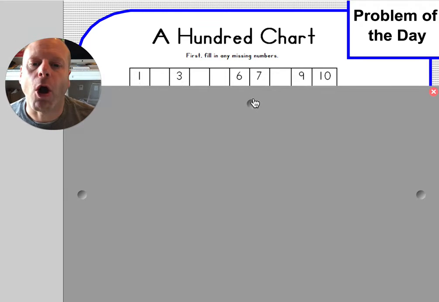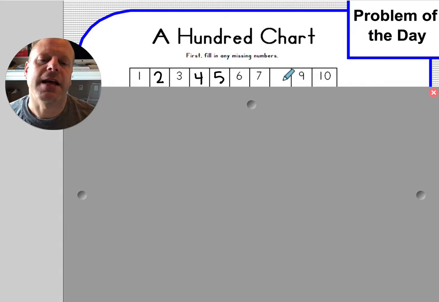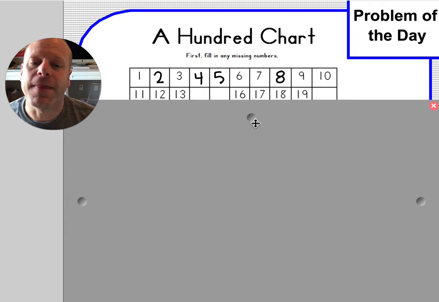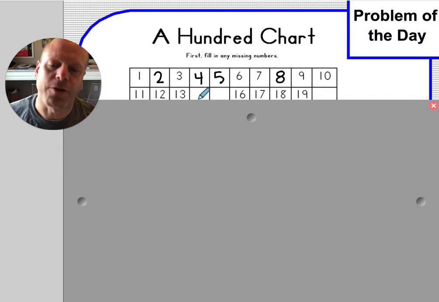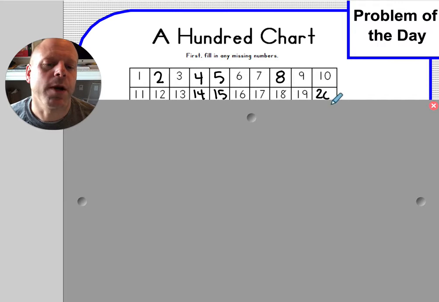Hundreds charts are always organized into tens. So for example, here when I start looking, 1, 2, 3, 4, 5, 6, 7, 8, 9, 10. So there's 10 numbers in every row. And they get bigger. So now we have 11, 12, 13, 14, 15, all the way up to 20.